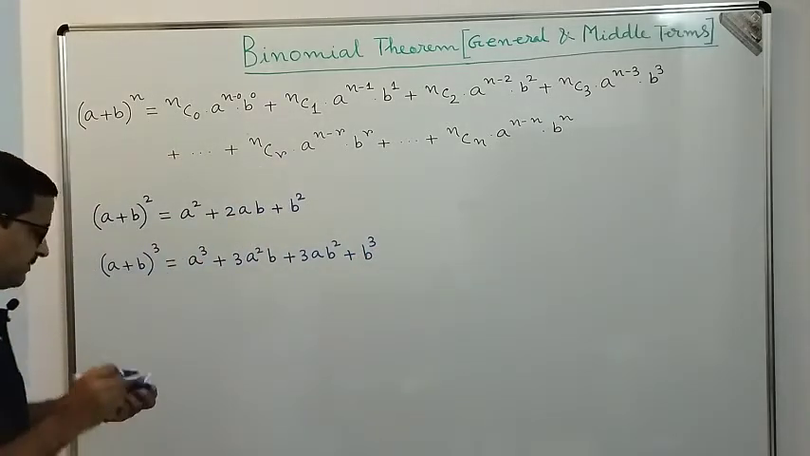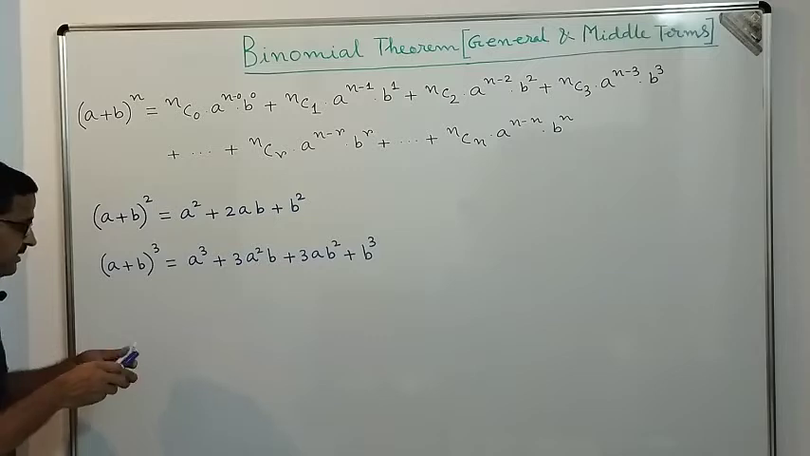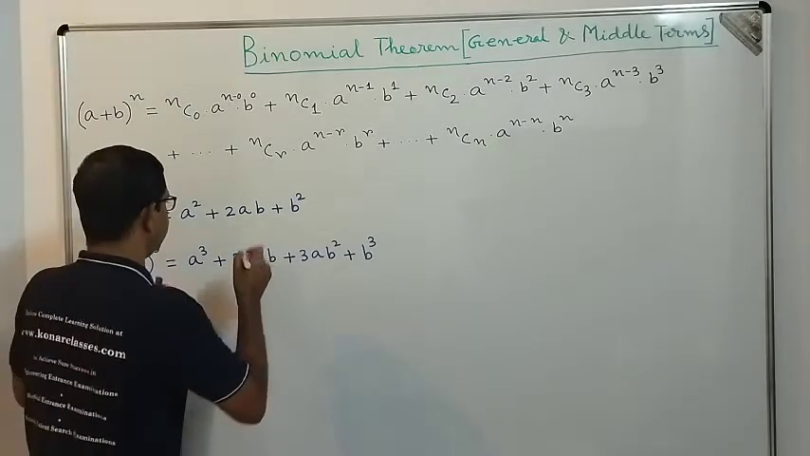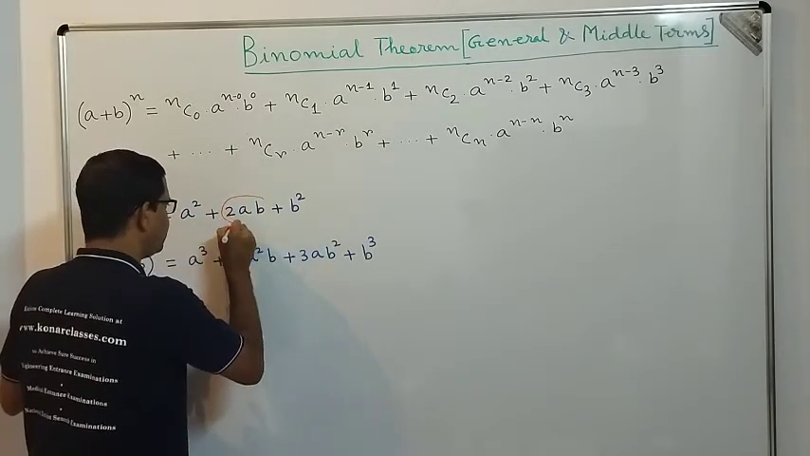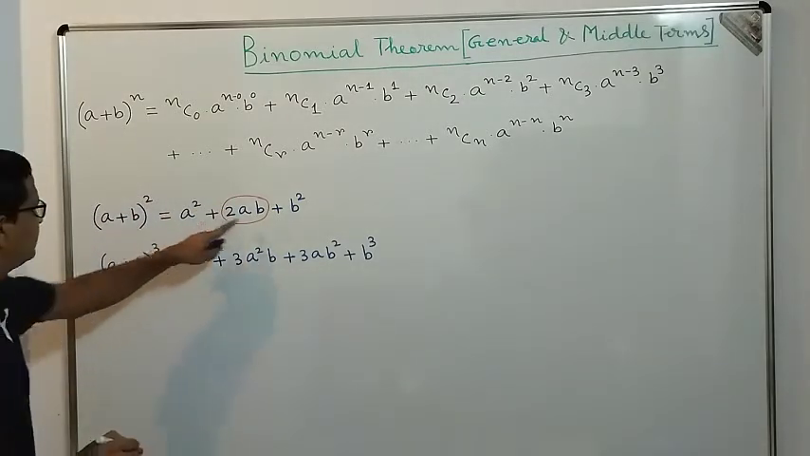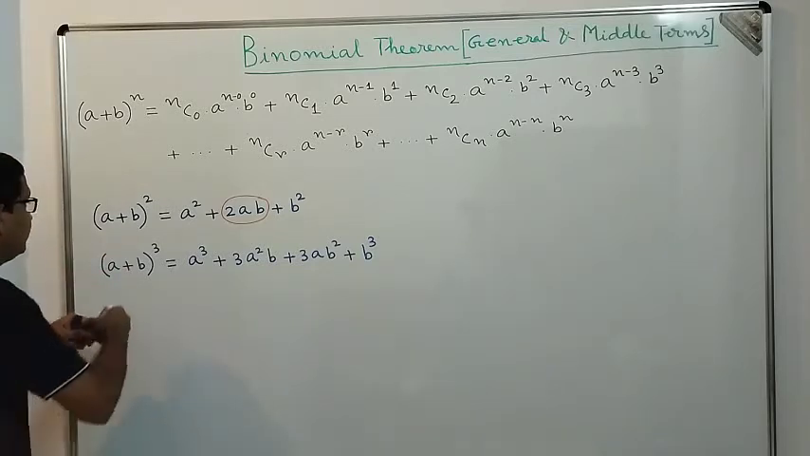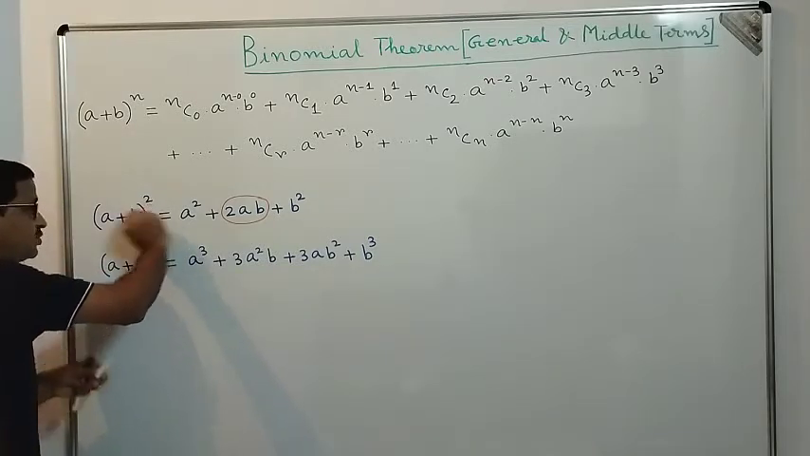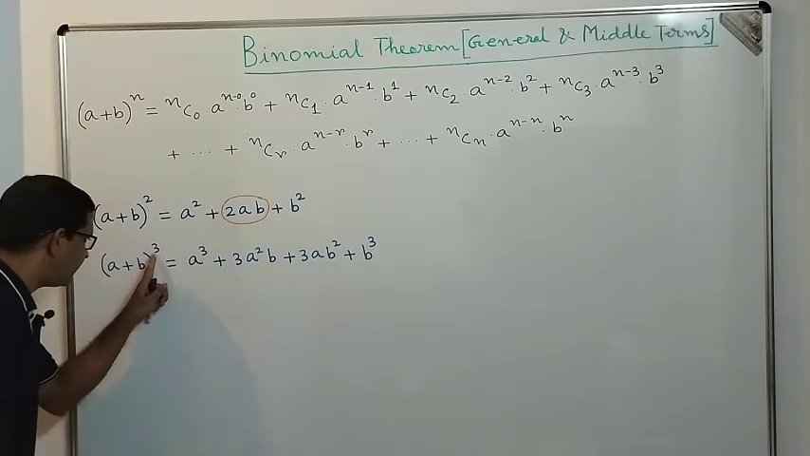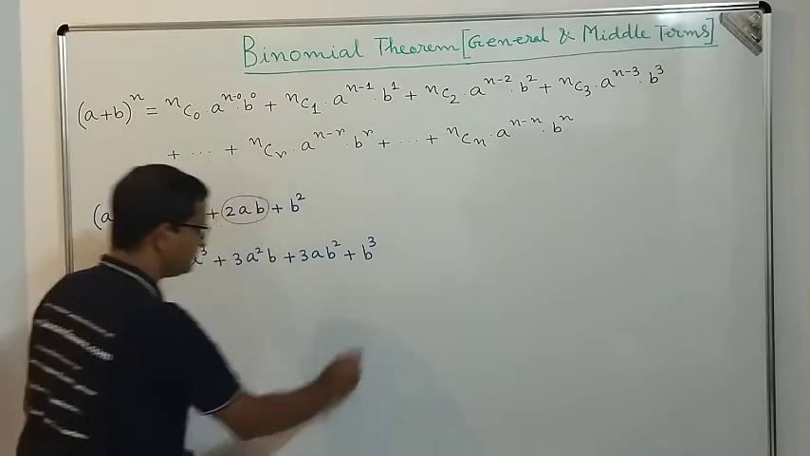Now dear students, if you look into the middle term of this expansion, here the middle term is this 2ab, and for that we do not need any previous knowledge, because we see there are 3 terms, so this is the middle term. That is when the value of n is 2. Now when the value of n is 3, we see there are 4 terms in the expansion.